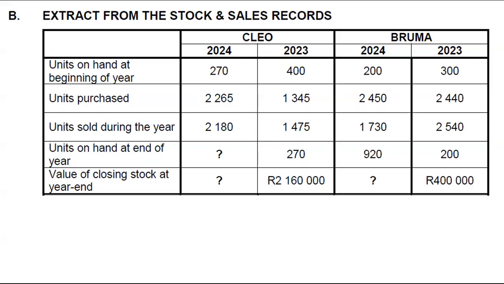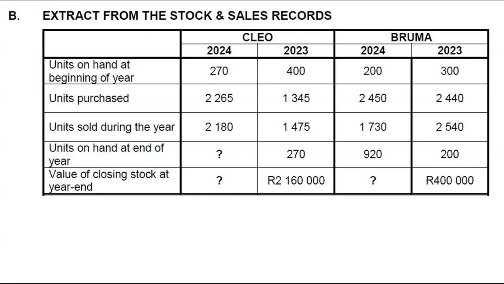You first have to determine units available for sale. How do we calculate units available for sale? Write it down. Units available for sale is equal to the balance at the beginning of the year. For Clio, it will be that 270 plus purchases. For Clio, it will be that 2,265 minus any returns or goods that were damaged.